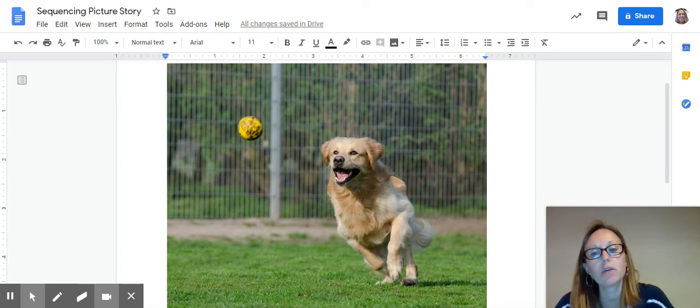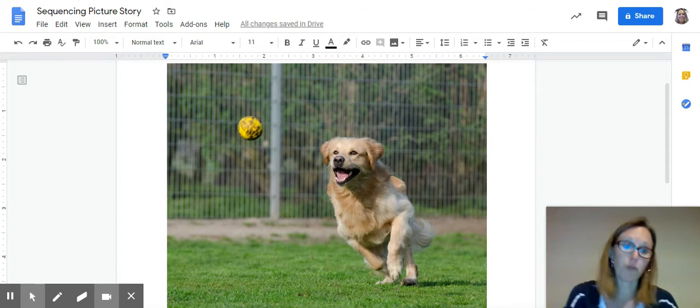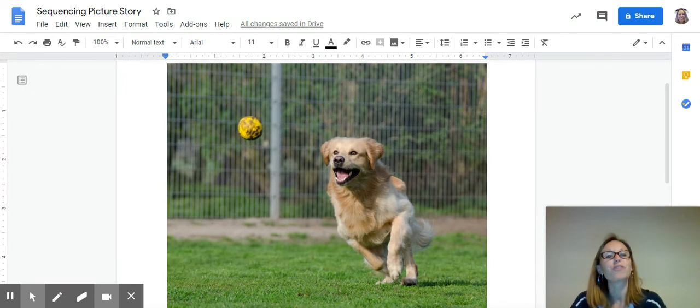So when we sequence, we put things in order. Just like when you get up in the morning, you have an order or a sequence in the way that you do things, okay? First you wake up and then you get out of bed. You don't get out of bed and then wake up. Okay, so there's an order in which you do things.